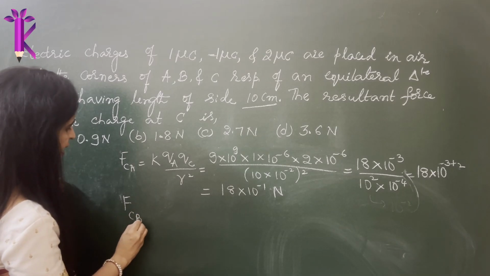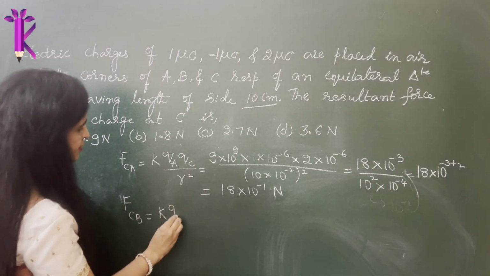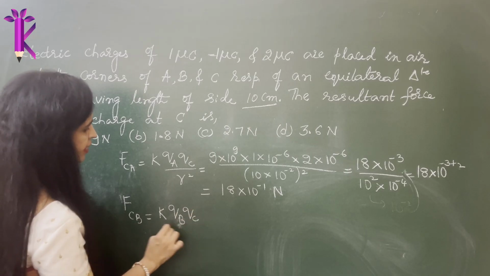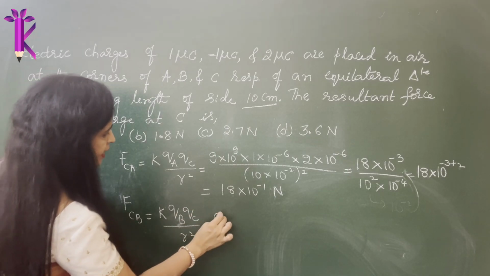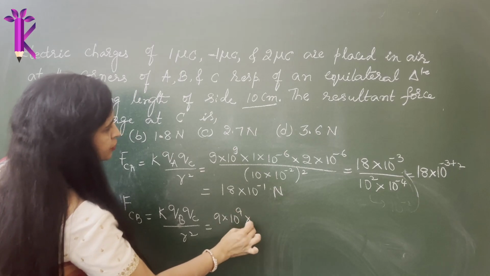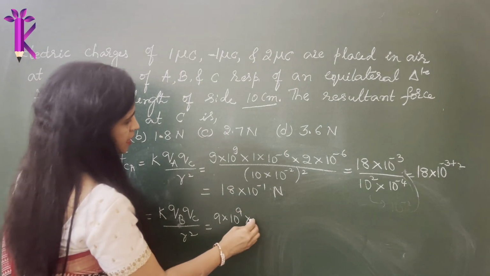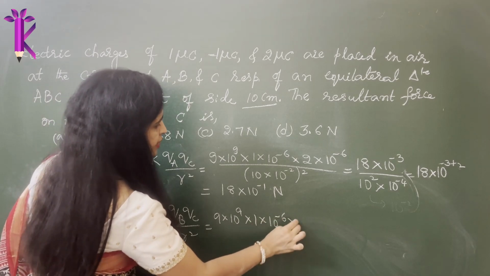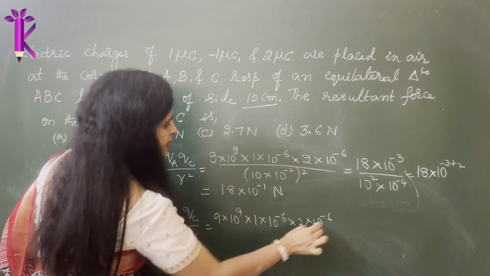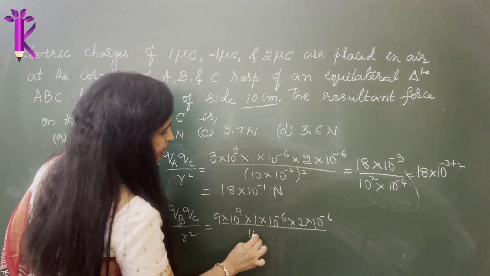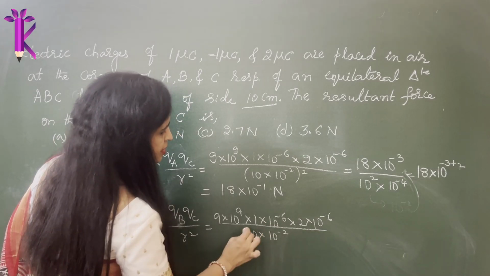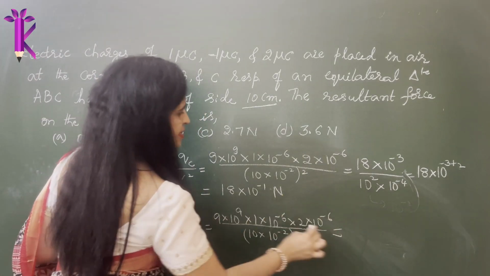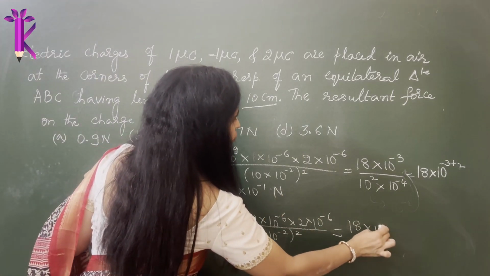FCB will also be the same value, because the magnitude of charges and the distance of separation is the same. So charge on B and charge on C divided by R square. K is 9 into 10 to the power of 9 into, what is the charge on B? It's again 1 microcoulomb. Charge on C is 2 microcoulomb. It is the same thing. It's just the minus sign. We are not taking the minus sign into account. The distance of separation is 10 centimeter, or 10 into 10 power minus 2 meter. So you end up with the same answer, which is 18 into 10 to the power of minus 1.